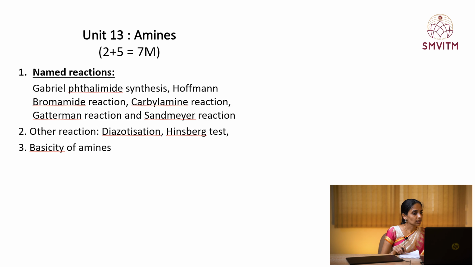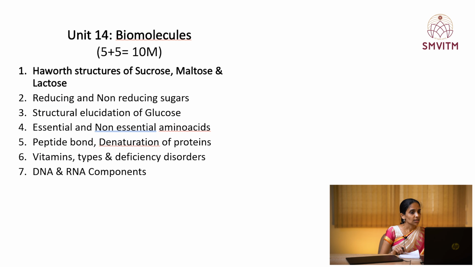The next unit is biomolecules. You only have 2 5-mark questions from this unit, and almost a sure question is Haworth structures of disaccharides. Which are the disaccharides? We have sucrose, maltose and lactose. So, their Haworth structures are important. Let us see the Haworth structure of say alpha-D-maltose.